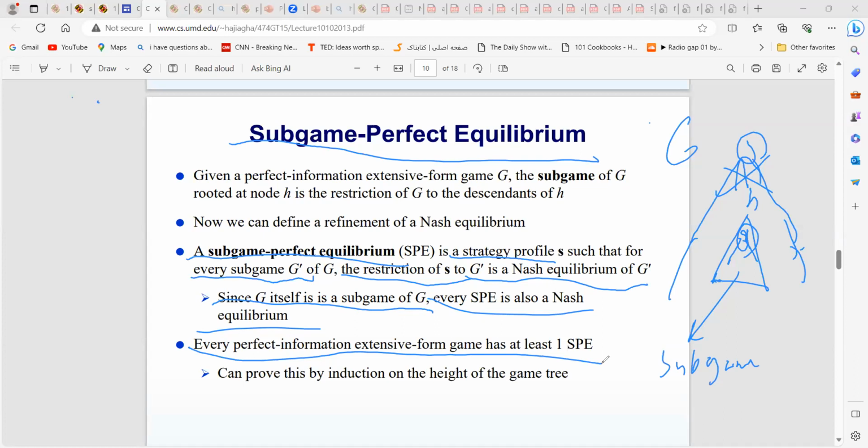This is exactly the part where we are alluding to the concept of min-max and game theory. So first we consider this extensive form game. There are lots of Nash equilibria, even lots of pure ones. Now let's get one that has an extra property: if you restrict this Nash equilibrium to any subtree, or any subgame, it is still a Nash equilibrium.